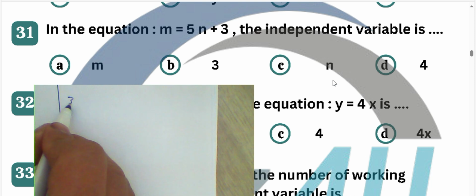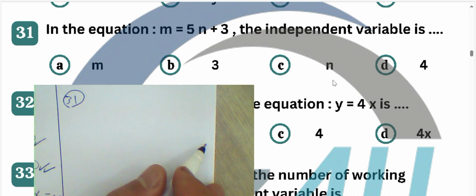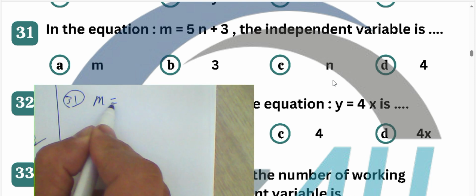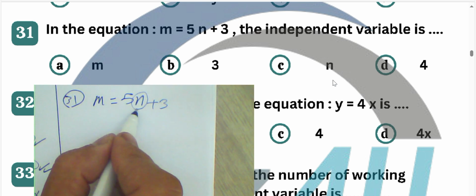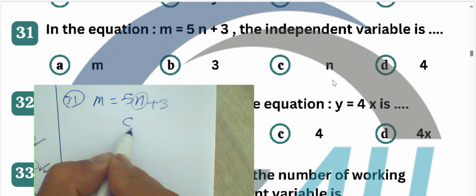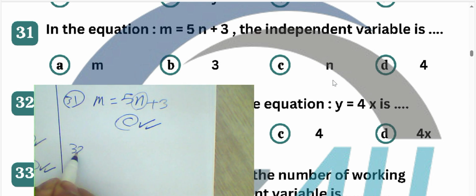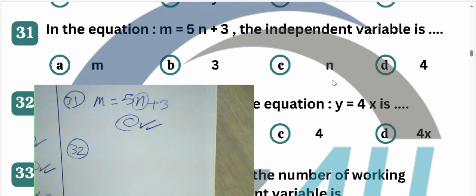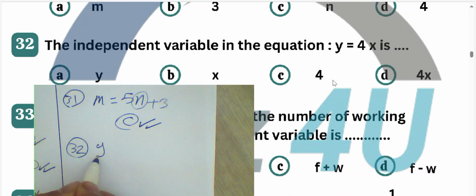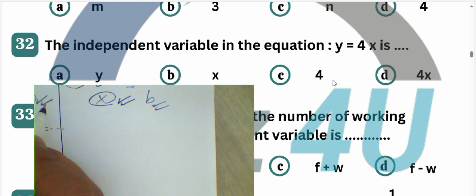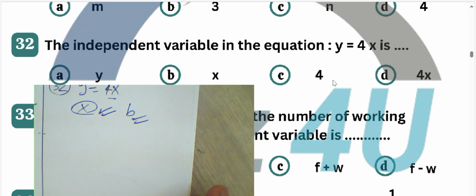Number 31. In the equation m equals 5n plus 3, the independent variable here is n. Here we call it independent. Choose letter C about independent. Question 32. The independent variable in the equation y equals 4x. Independent here will be x. X independent. Choose letter B. Next question.